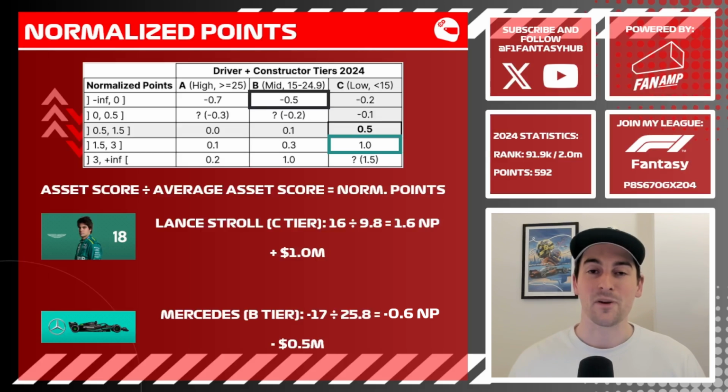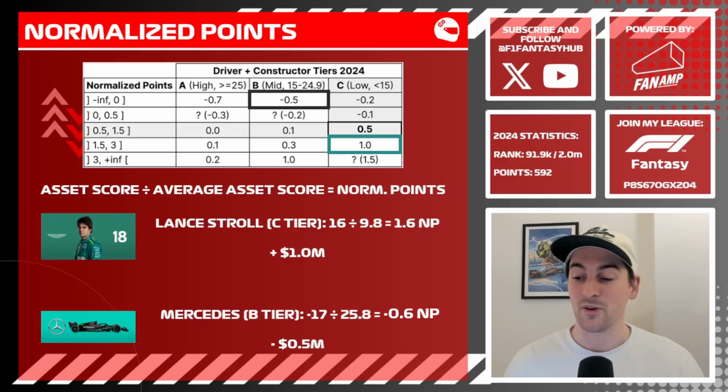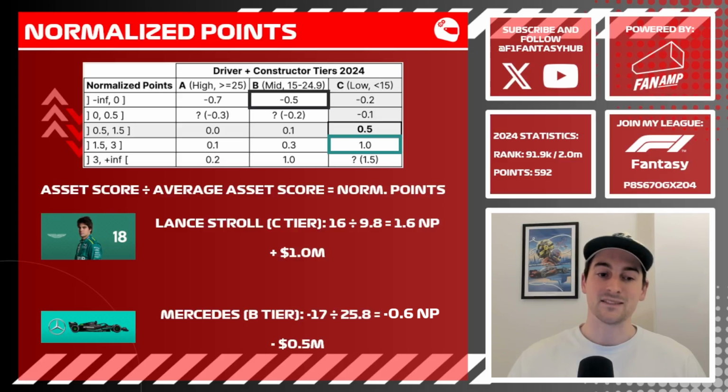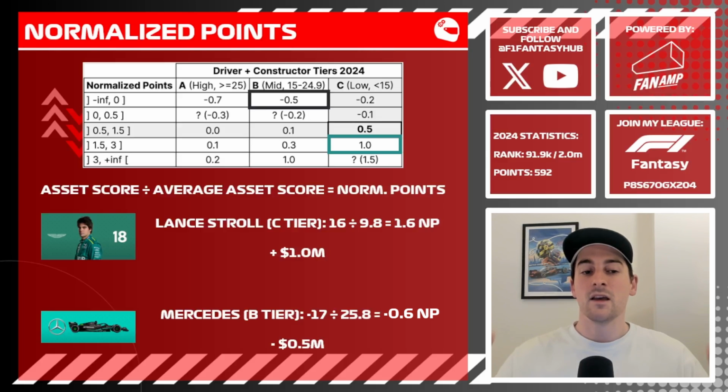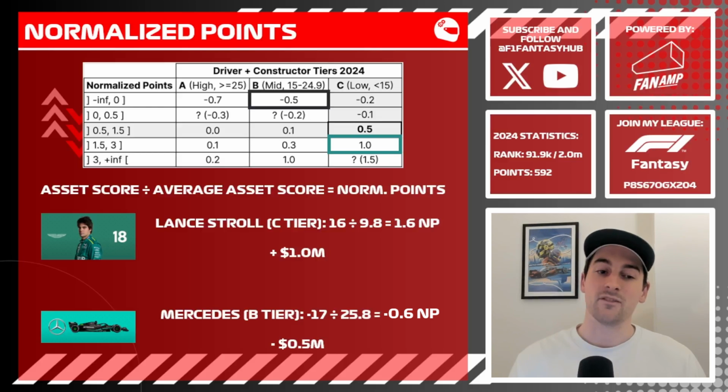I know there's a little bit of math on the screen, and for those of you that don't love numbers, bear with me for a moment, but I'll do my very best to explain these changes as simply as possible. I know it does look a little complicated just looking at a table of random numbers without much context, but essentially the normalized points for each driver and constructor, what they score that week, falls into 5 categories.